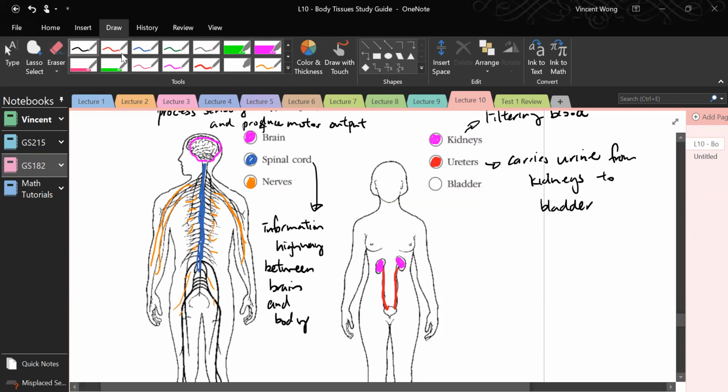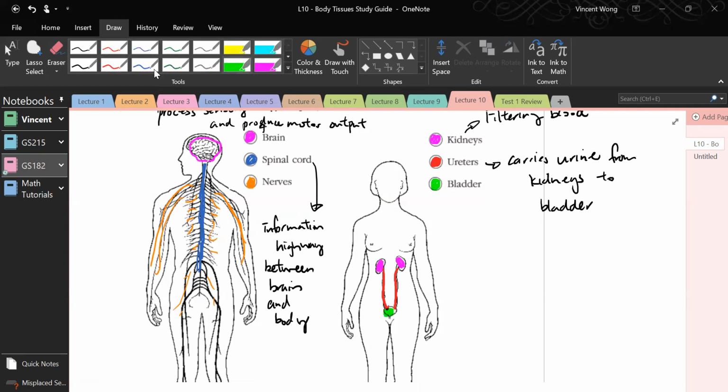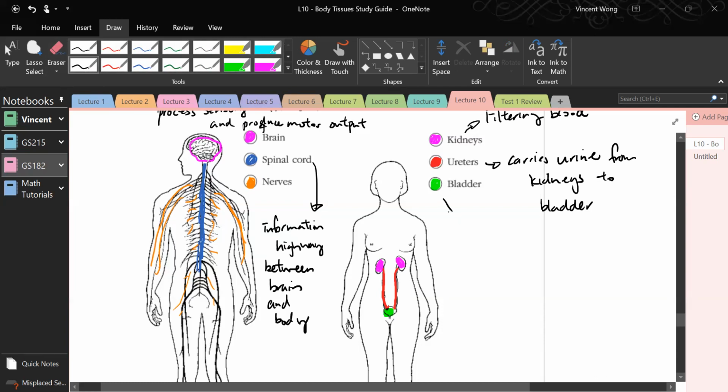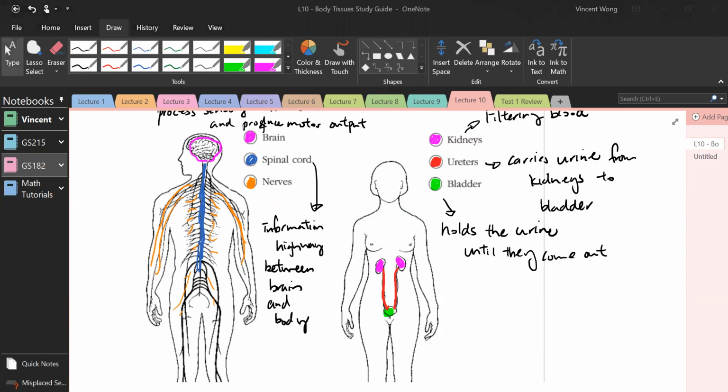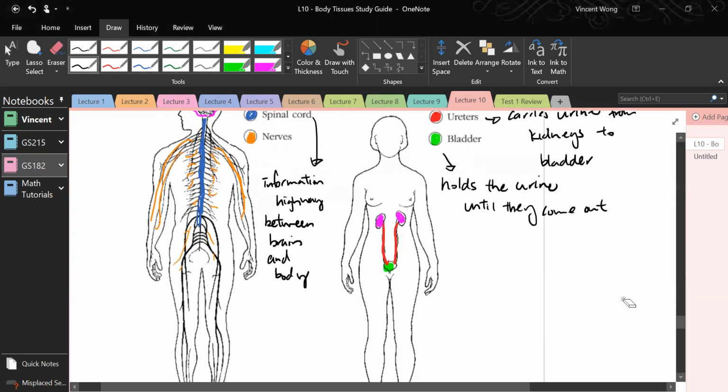The bladder is right here. So what does the bladder do? I'm sure you know. It holds the urine until it comes out. All right. Next one.